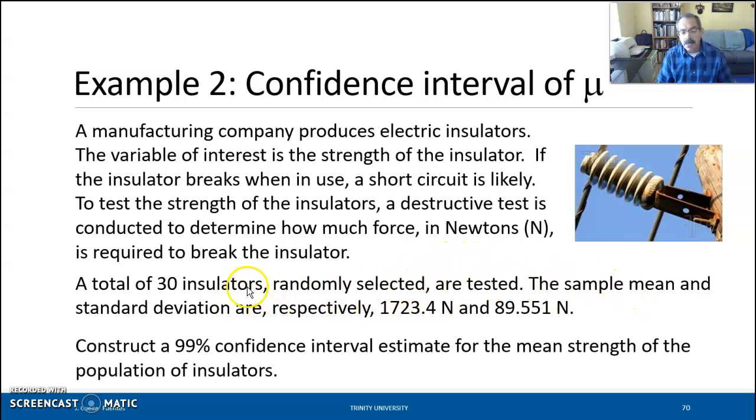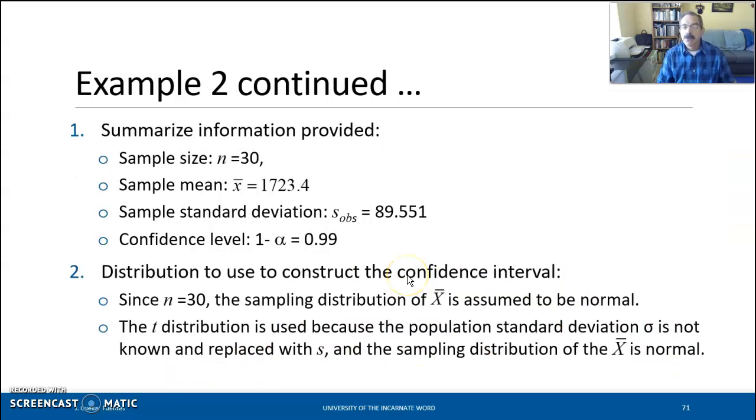And from the results of those tests, the sample mean was found to be 1,723.4 newtons, and the standard deviation of that sample was 89.551 newtons. Here we want to construct a 99% confidence interval estimate of the mean strength of the population of insulators. All right, so again, follow the steps that I outlined in the previous example.